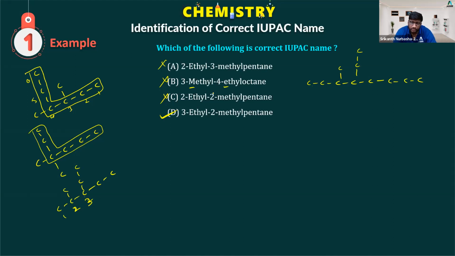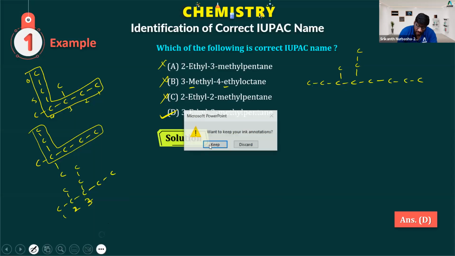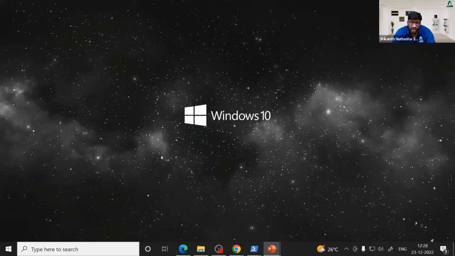Got it, everyone? Yes. So you have to check everything. You should not directly jump to conclusions. So this is all about nomenclature. Let us proceed with the next topic of organic chemistry, known as isomerism. Just a second.